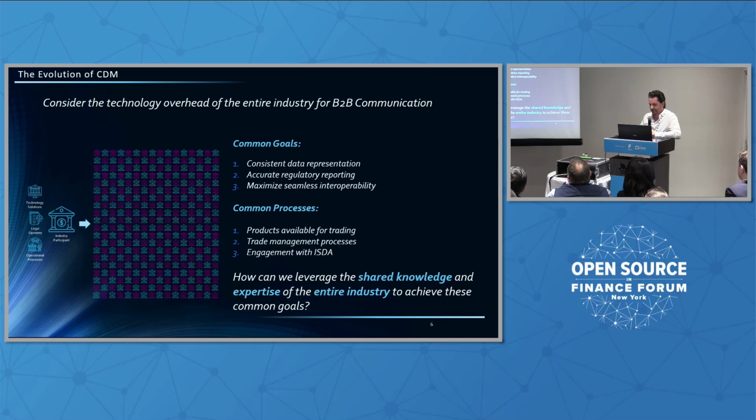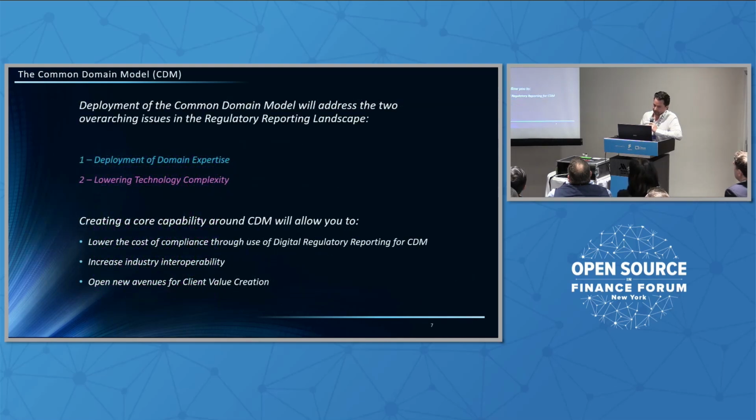Company X novating an equity swap is going to have the same concept of novation as company Y. We're all doing these same things, but depending on where you've worked, everyone's obviously implemented these things independently. But ultimately, there'll be fungible processes there. So this is where the CDM comes in. How can you leverage that shared knowledge and expertise of the whole industry to achieve those common goals by leveraging common processes? And this is where CDM comes in, as I said, sorry.